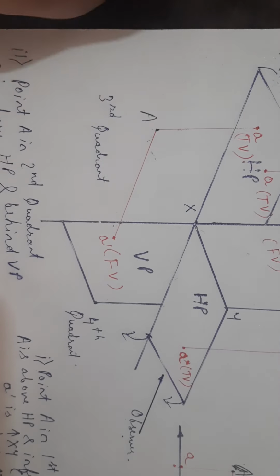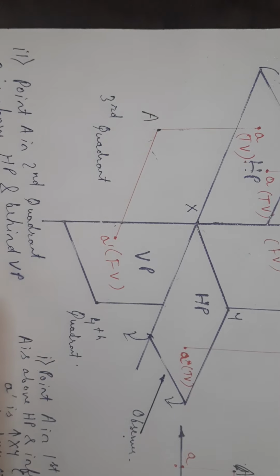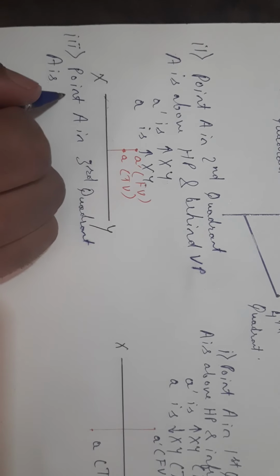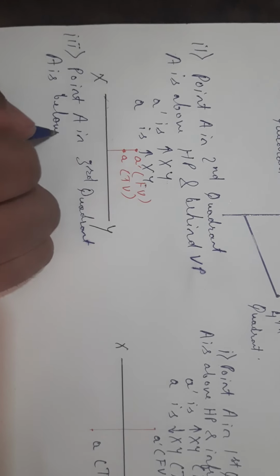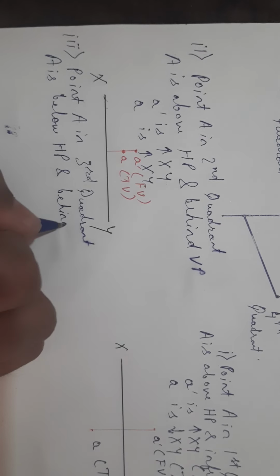Now how do we proceed for this? To be very specific, point A in third quadrant. So how do I write? Point A is, with respect to the observer, below HP and behind VP.